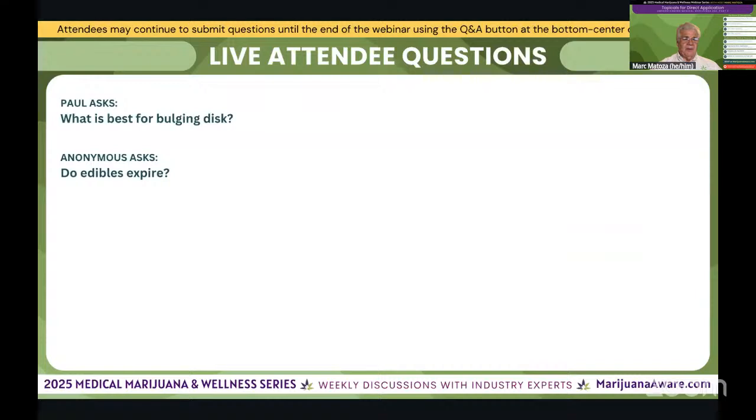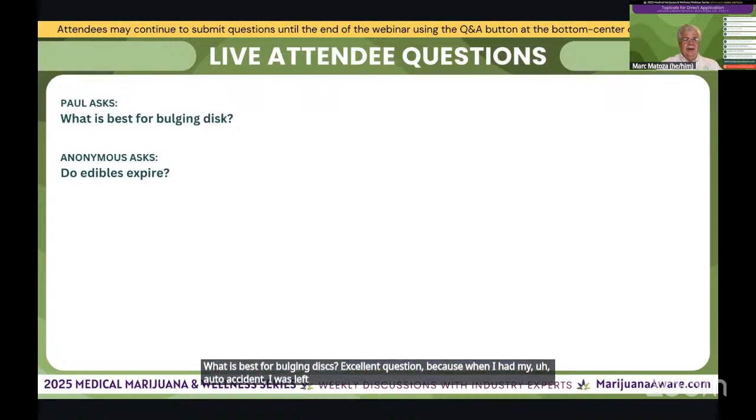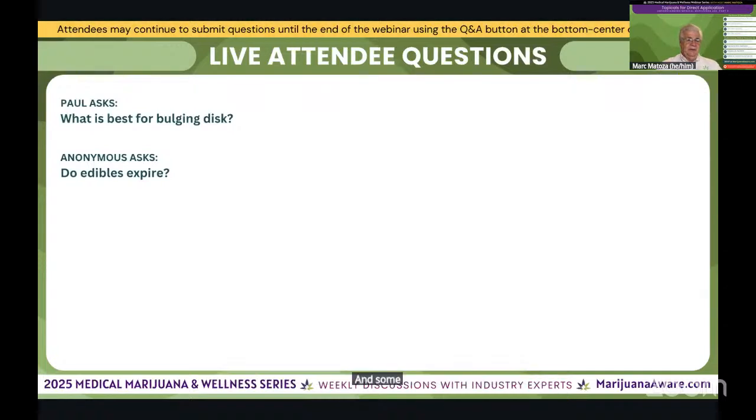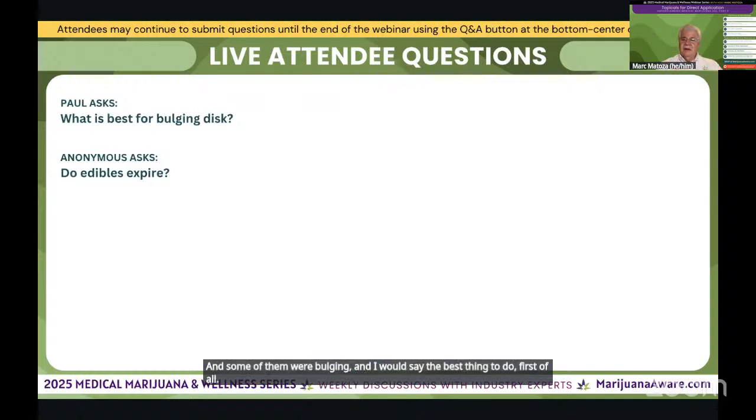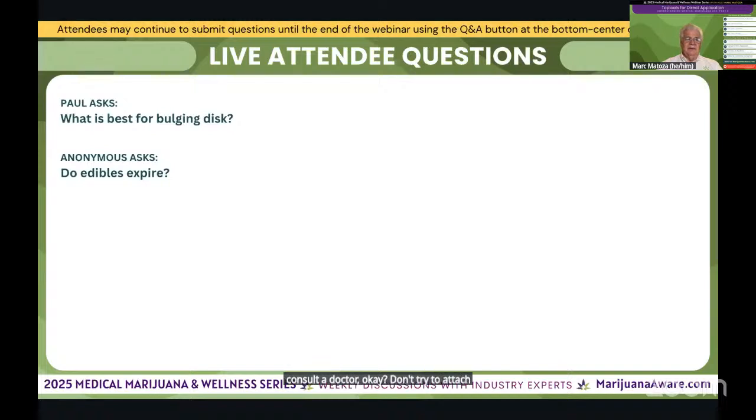What is best for bulging discs? Excellent question, because when I had my auto accident, I was left with 7 herniated discs in my neck, and some of them were bulging. I would say the best thing to do, first of all, is consult a doctor. Don't try to attack bulging discs on your own. Your doctor will typically provide some sort of medical treatment to help you reduce or relieve the bulging in the disc. What they're trying to do is basically get it back into place. Now, what I did find, which is really interesting, is when I started using CBD in conjunction with THC.